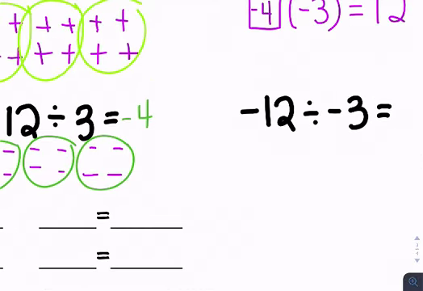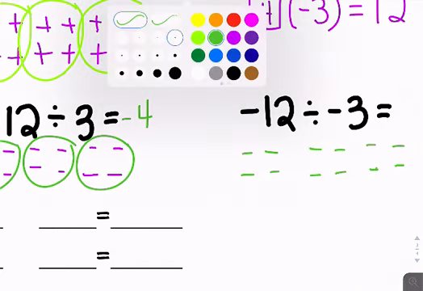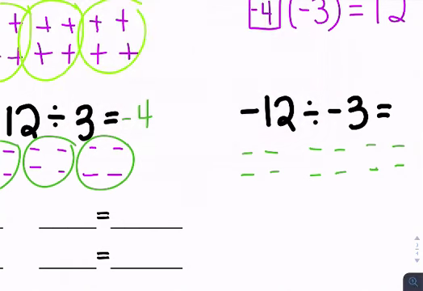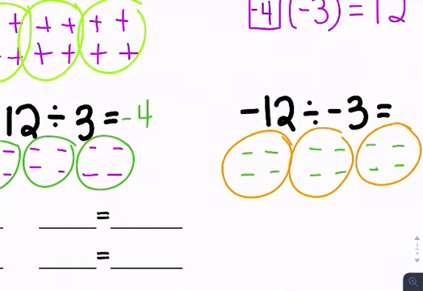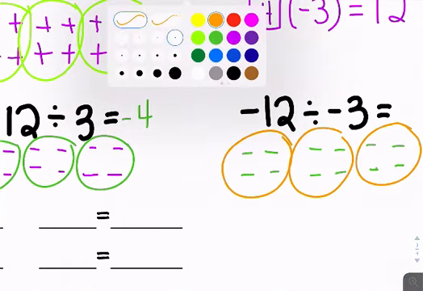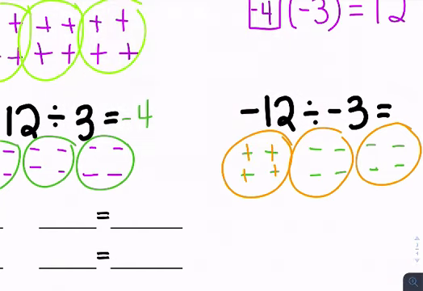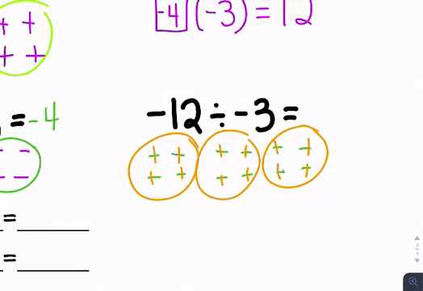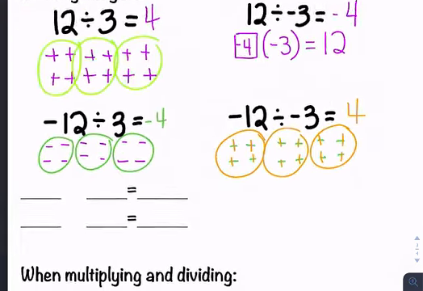And this last one, you could think about it in a bunch of different ways, but if I have 12 negatives, and I want to know what would be in the opposite of those 3 groups, 1, 2, 3, these would all become positives instead of negatives. So my answer is positive 4.